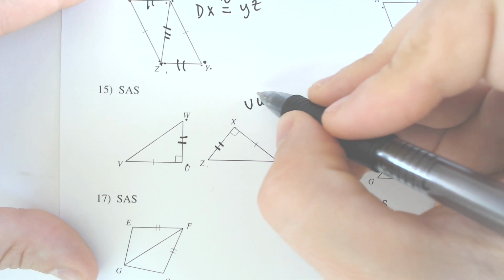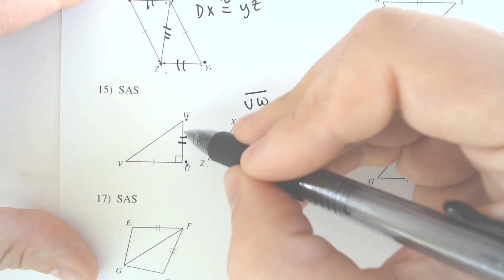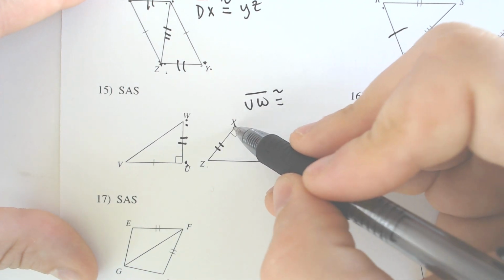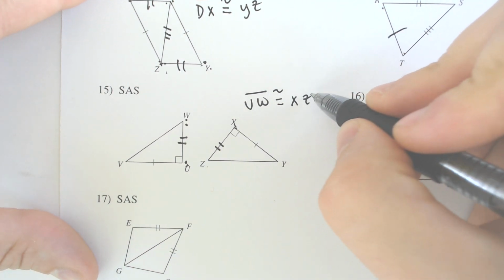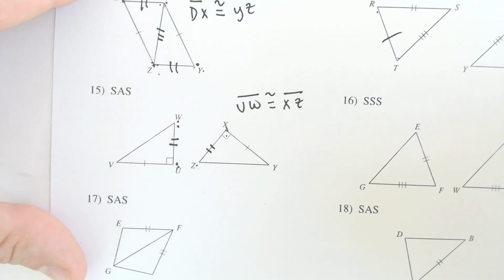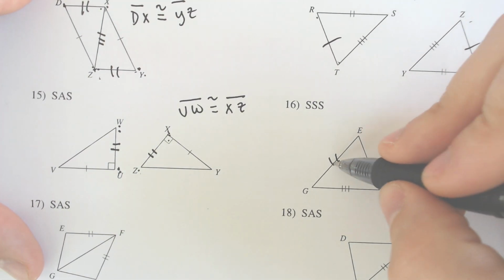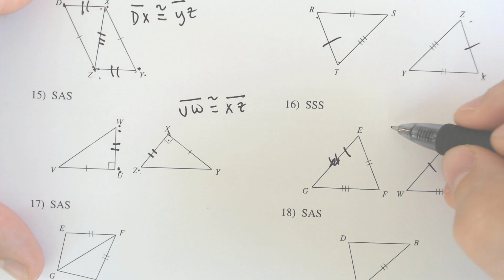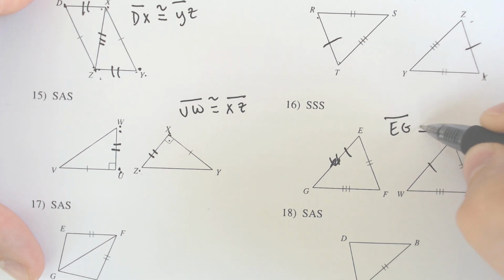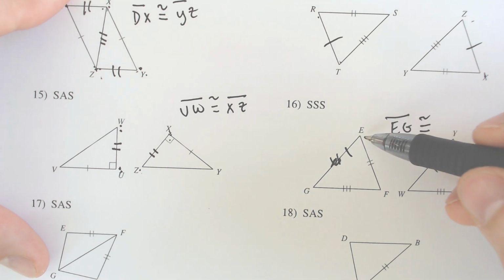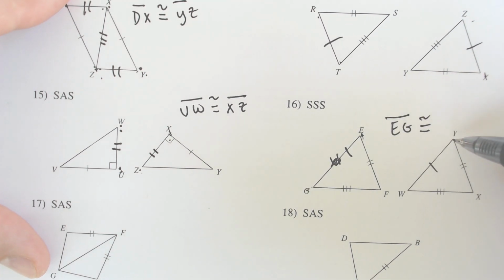U to W would be going from the right angle and then upward. So on the other triangle, I need to go from the right angle, which is from X to Z in this case, not from Z to X. 16, side, side, side. The only missing side we have is this one right here, which should have a single hash mark. EG must be congruent to, let's make sure we go in the right order. We're going from E to G, which was from the second to the third. So from the second to the third would be Y to W.